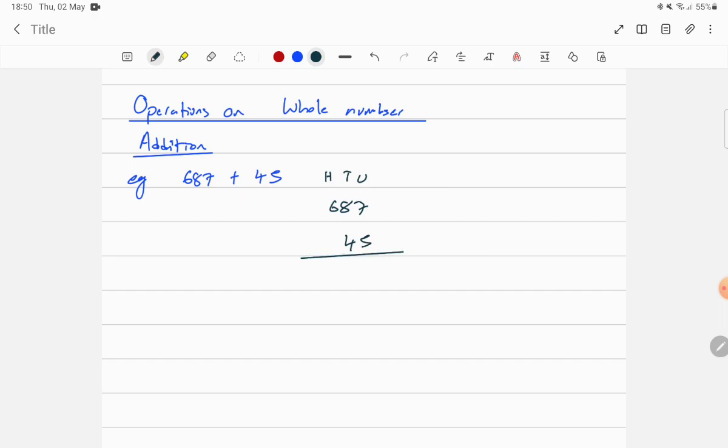Firstly, 7 plus 5, so you start off with the units. 7 plus 5, that's 12. Then carry the 1. 8 plus 4 plus 1, so that would be 13. So 3, carry the 1, and then it would just be 6 plus 1, which is 7. And that is how you get your answer of 732. As you can see here, each time something exceeded 10, that additional one was carried over into the next column. So that is what we would do with addition.